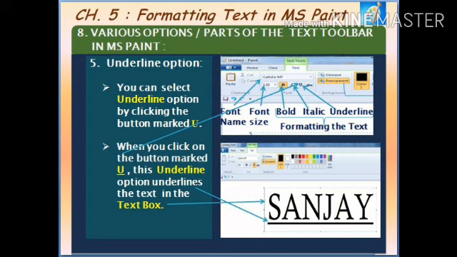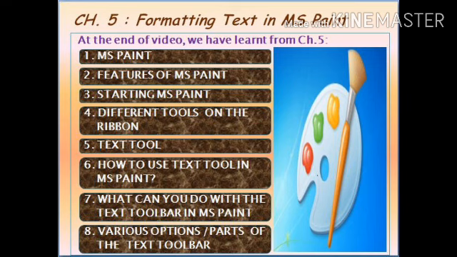The last option is underline option. You can select underline option by clicking the button marked U. When you click on the button marked U, this underline option underlines the text in the text box.